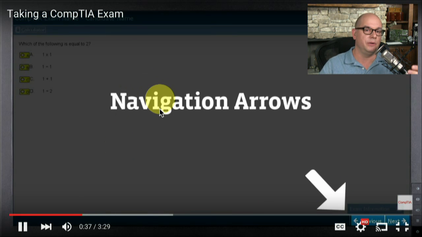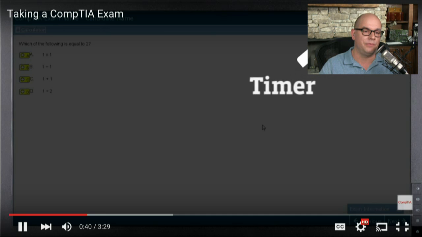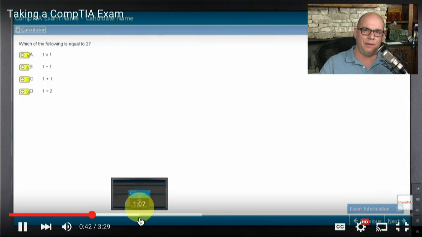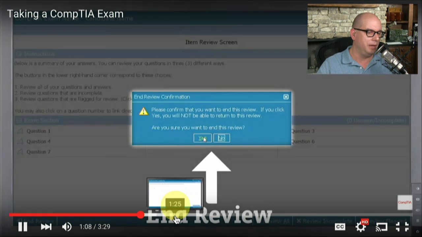Oh, look, there's navigation arrows. There's a checkbox at the top that you can flag for resuming. The timer's at the top. So now you're accustomed to what you would run into.